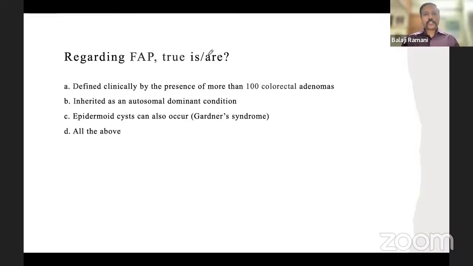Right. Next question is going on to FAP, which is the true statement, or which are the true statements. It is defined clinically the presence of more than 100 colorectal adenomas, inherited in an autosomal dominant fashion. Epidermoid cysts can occur, especially in Gardner syndrome, and all the above are true. I think most of you would have gotten the answers right. This is a very clearly known factor. All the factors are true here.